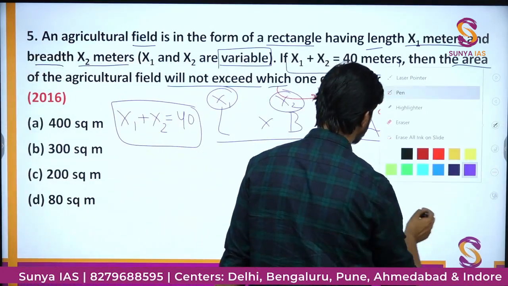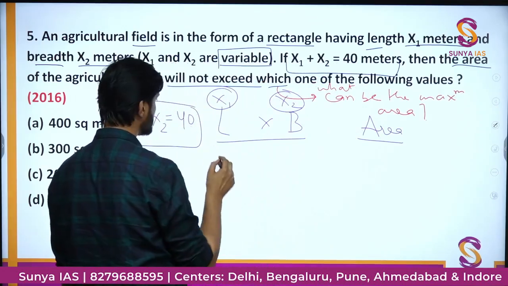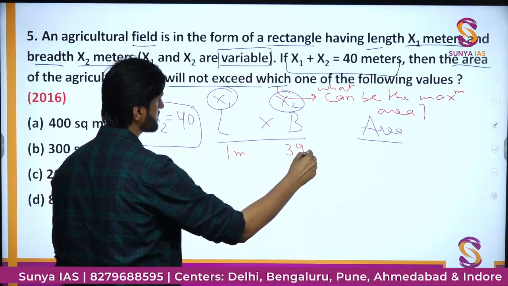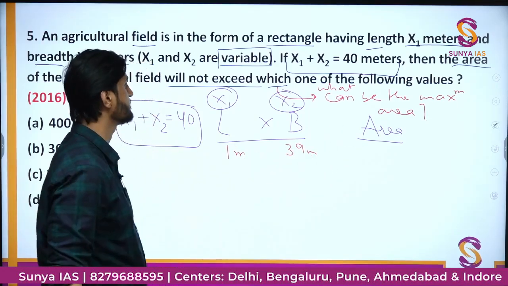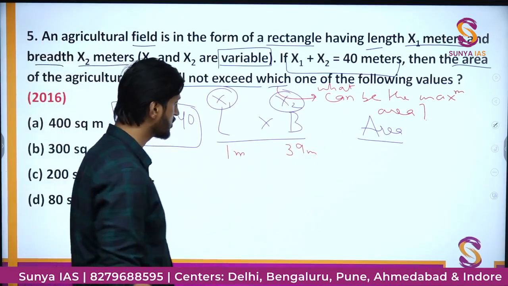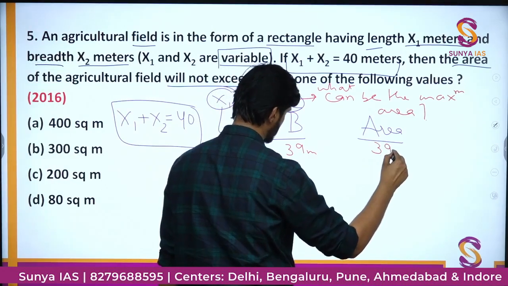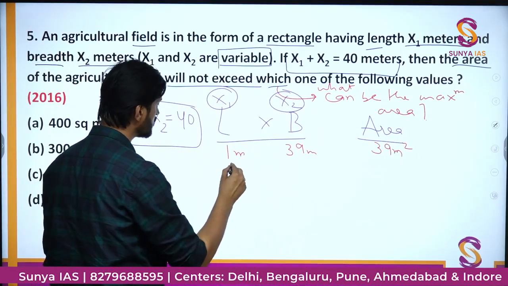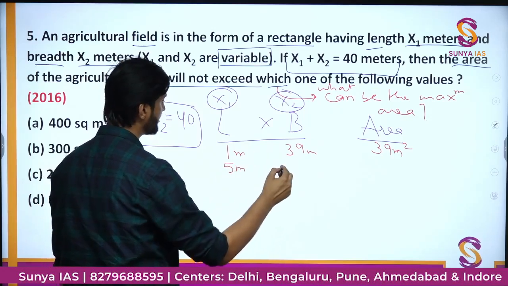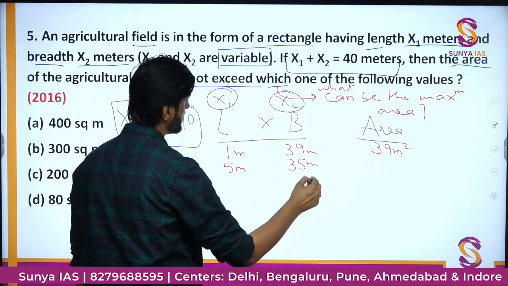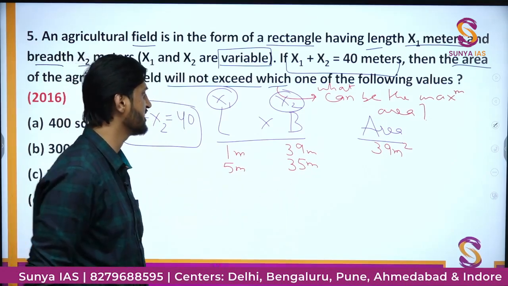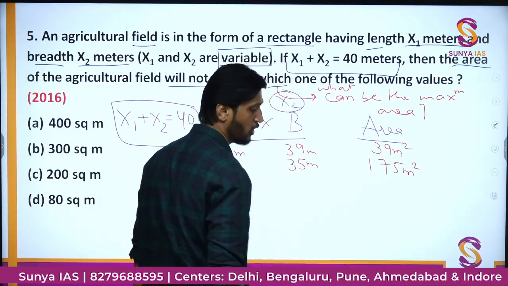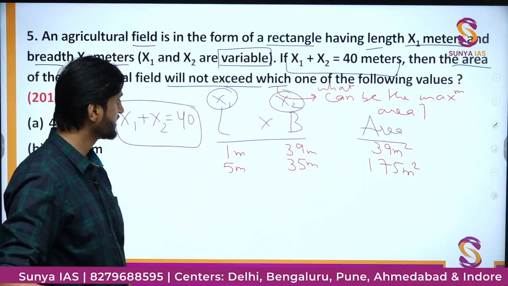If we put x1 equal to 1 meter only, then x2 will be equal to 39 meters. Sum is equal to 40. In this case the area comes out to be 39 meters square. Another case we can take is, let us take the length to be 5 meters. The other side will be 35 meters. The area will be 5 into 35, which is 175 meters square. That is also one value of an area, right?